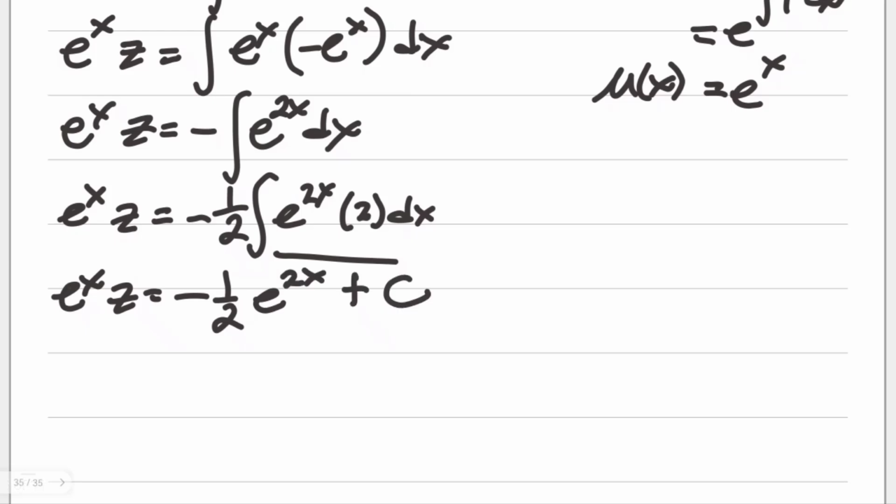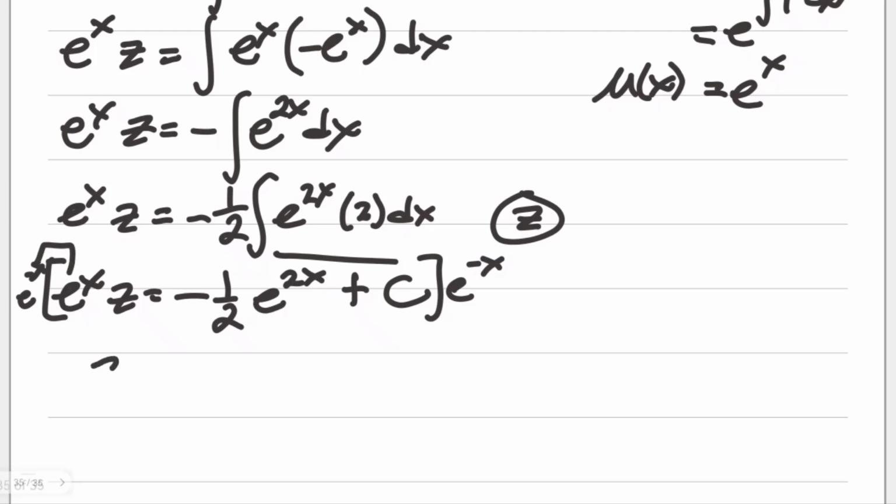Now that we have this, we would like to solve for z. So let's multiply both sides by e to the power of negative x, or 1 over e to the power of x, so that this would become e to the power of 0, which is 1. So z is equal to negative 1/2 e to the power of 2x minus x, which is simply x, plus c times e to the power of negative x.